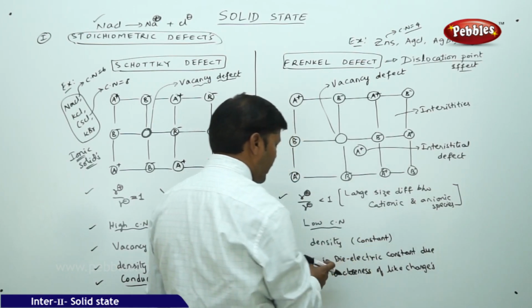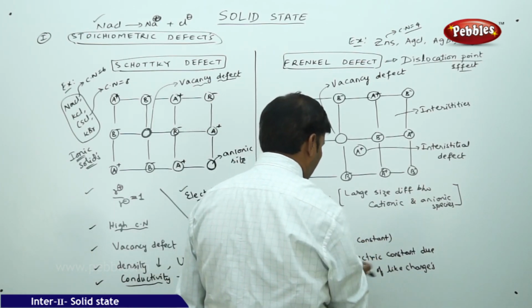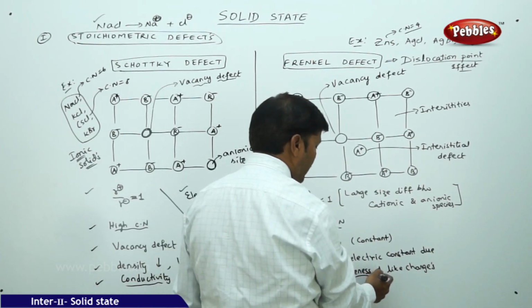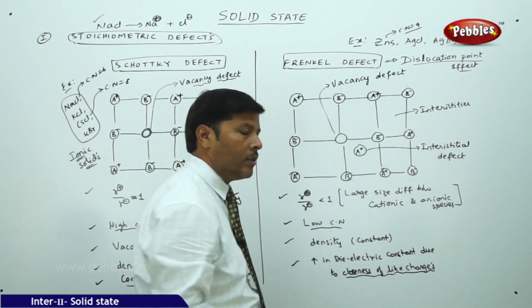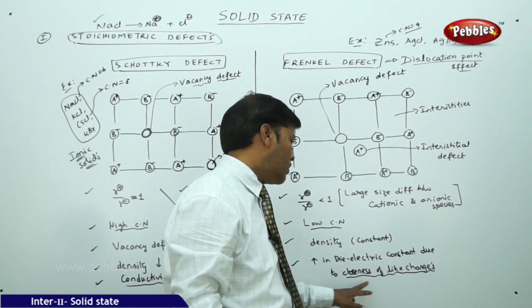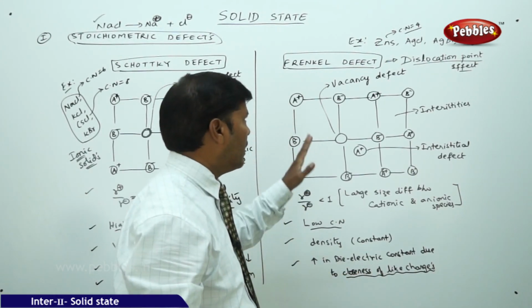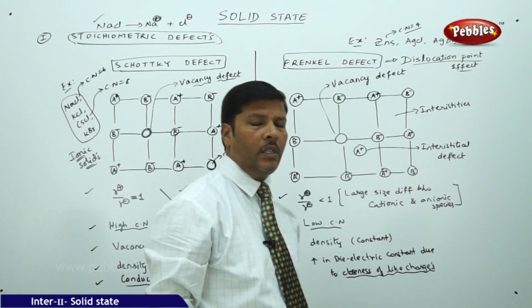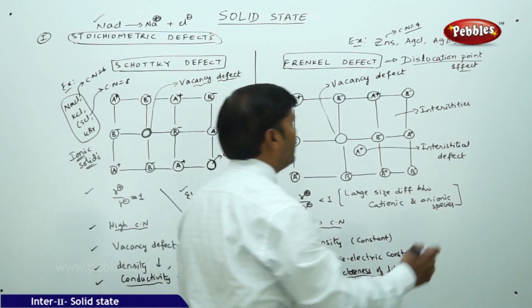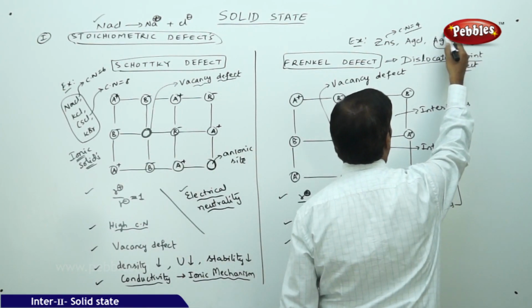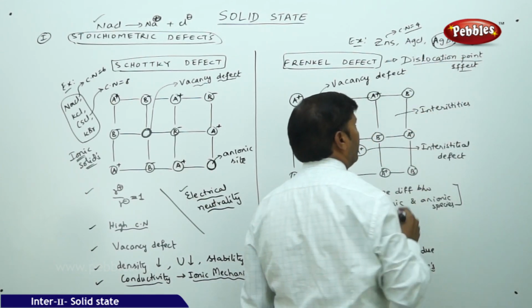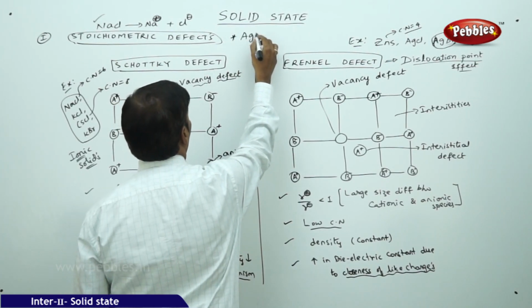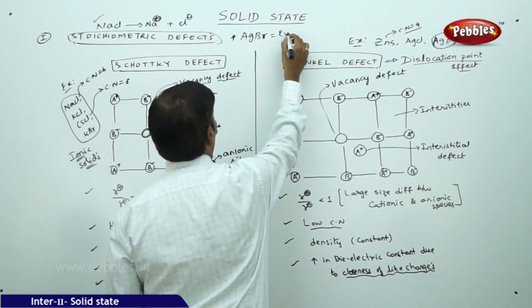Because the density remains constant, it shows an impact on the dielectric constant. The dielectric constant of all the solids which show Frenkel defects will increase because of the closeness of the like charges and the repulsive forces dominating. So there is an increase in the dielectric constant for the overall crystalline solid showing the Frenkel defect. And one exception is silver bromide, a solid which shows both the Frenkel defect as well as the Schottky defect. So silver bromide, AgBr, is an exception.